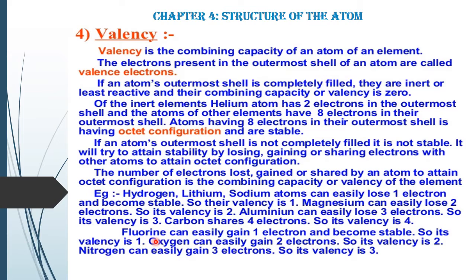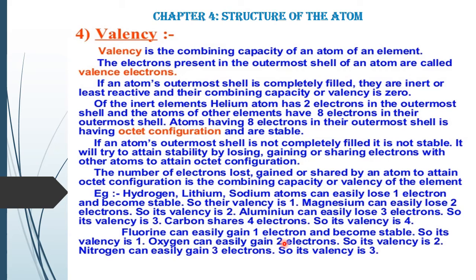If the valence electrons are more than 4, then 8 minus that number will be your valency. So here for fluorine it is 7, so 8 minus 7, 1.